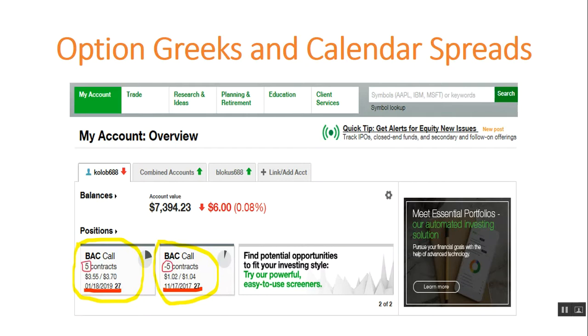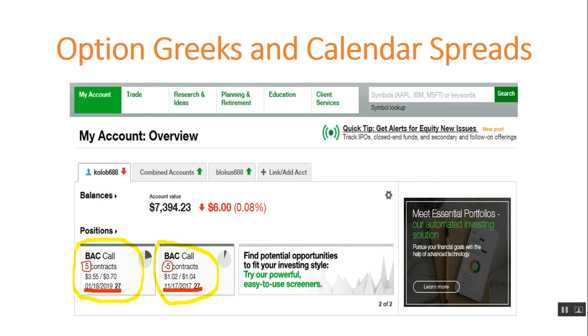And I circled there, you can see on the right it shows a -5, and on the left it shows a +5. The reason it has a minus sign is because I sold to open those 5 contracts. And that's the whole key of a calendar call spread. You buy 5 contracts and you sell 5 contracts. You pick the same strike price.